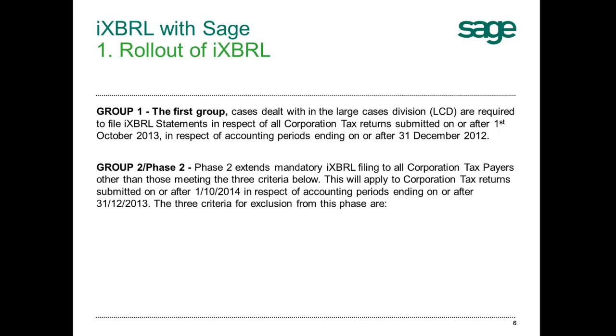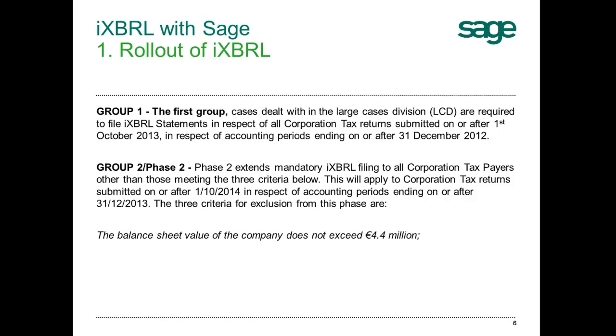Now, Group 2, also known as Phase 2, extend mandatory iXBRL filing to all corporation taxpayers, other than those meeting the three criteria, which I'll talk about in a moment. This will apply to corporation tax returns submitted on or after the 1st of October 2014 in respect of accounting periods ending on or after the 31st of December 2013.